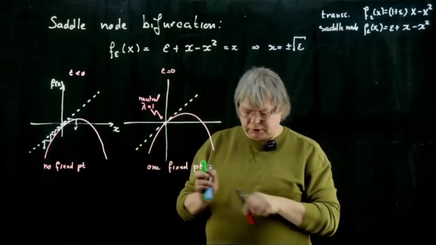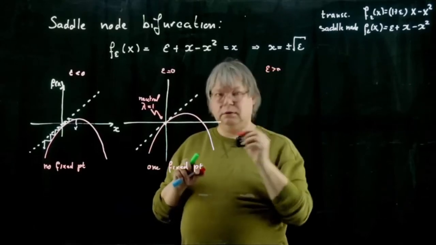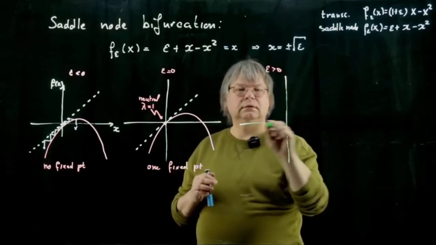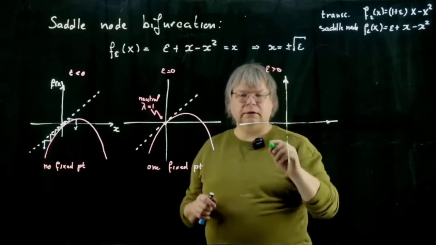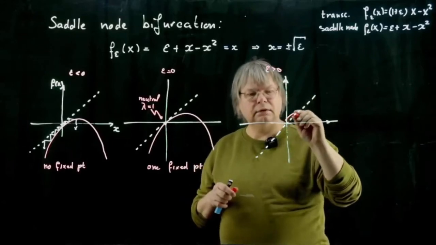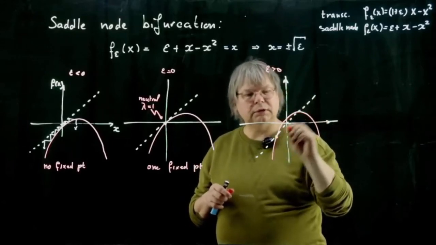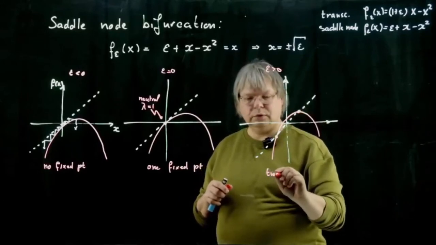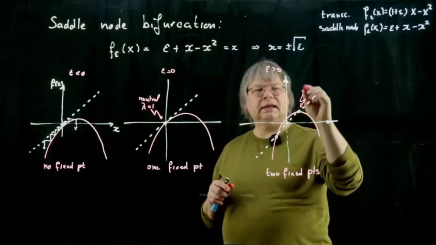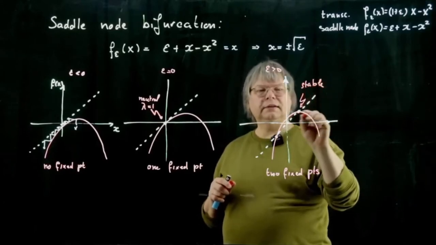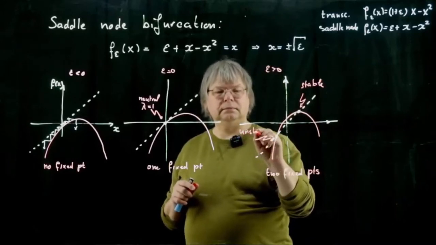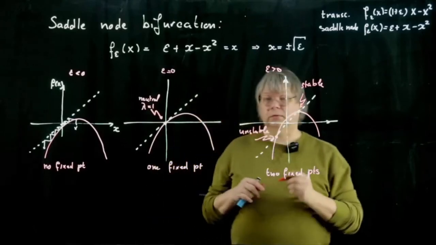So it becomes interesting if epsilon is positive. Then the axis here. Diagonal. And now we find indeed two fixed points. And this one is stable. You can see that the slope here is less than 1. And this one is unstable. Slope is more than 1. Lambda is more than 1.